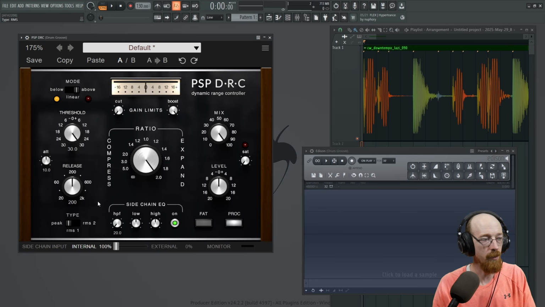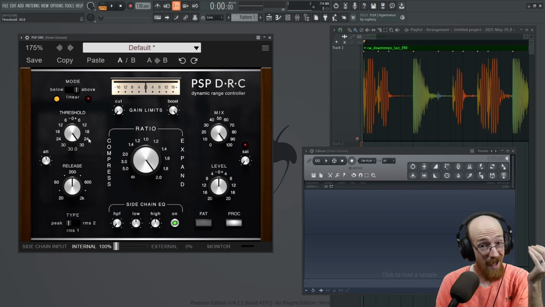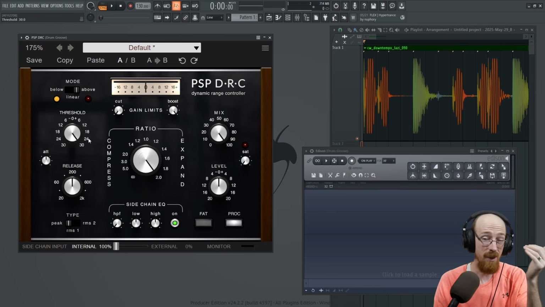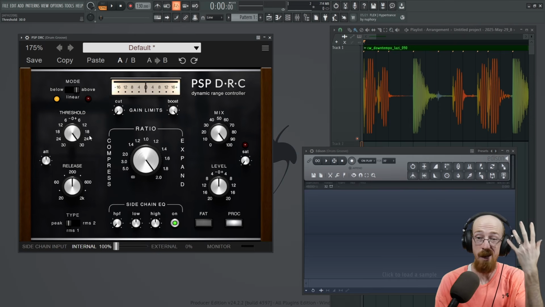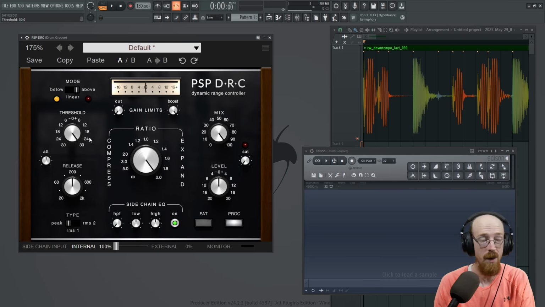And we'll look at the attack and release here in a second. So I'm going to start actually by setting the threshold very high because we're in above mode. So anything above the threshold will trigger it. So if the threshold's really high, there's not very much above it, so it's not going to trigger very much. And as we bring it down, it's going to trigger more.